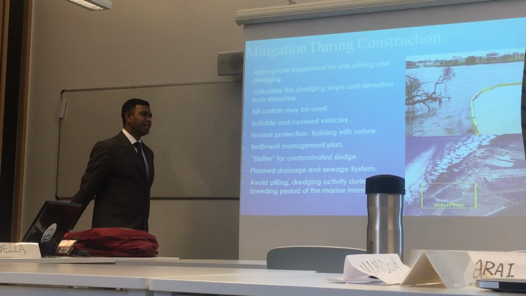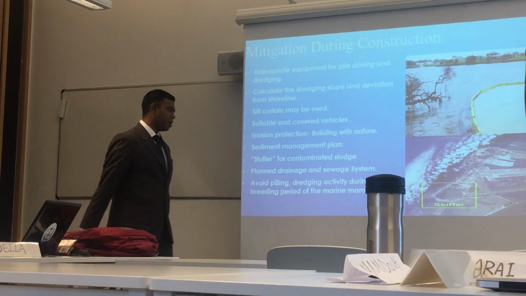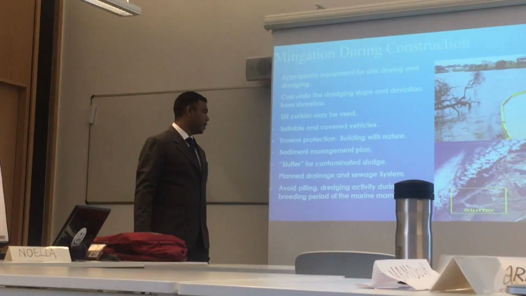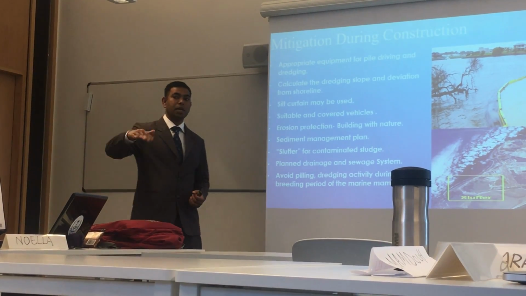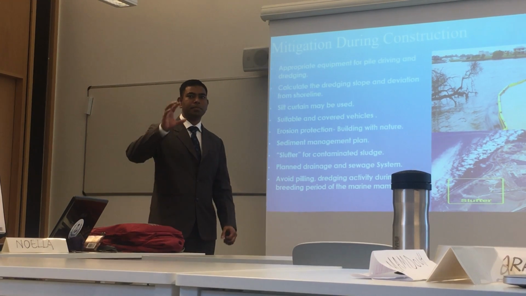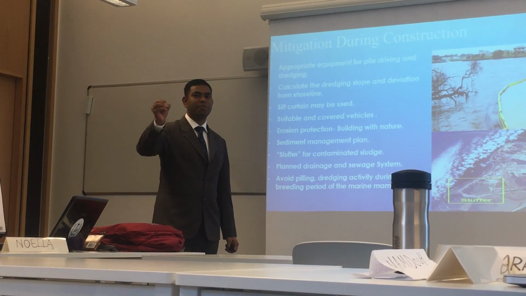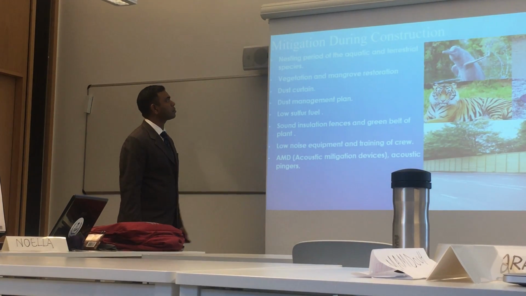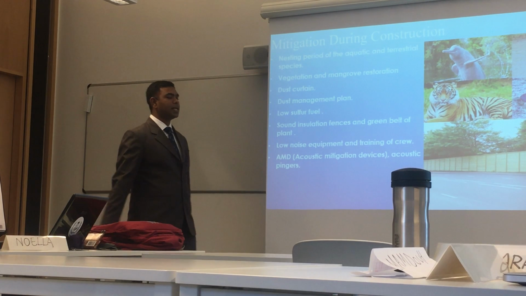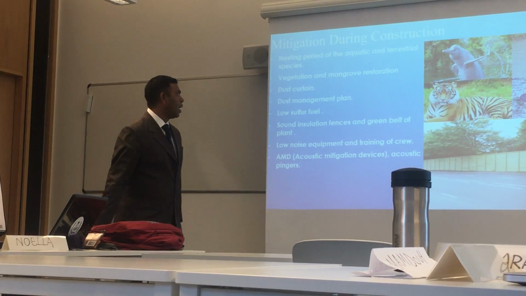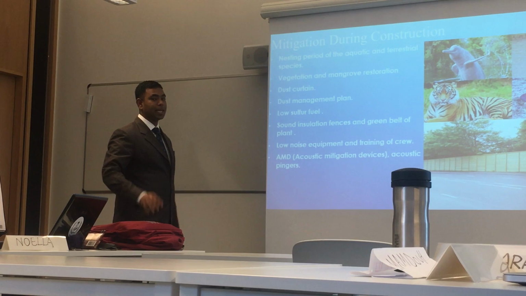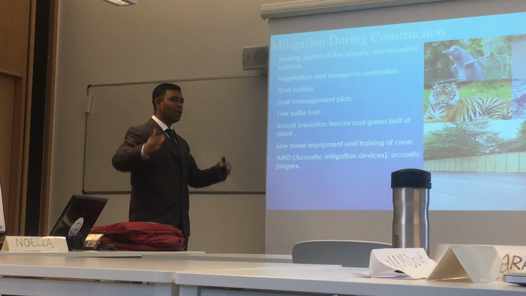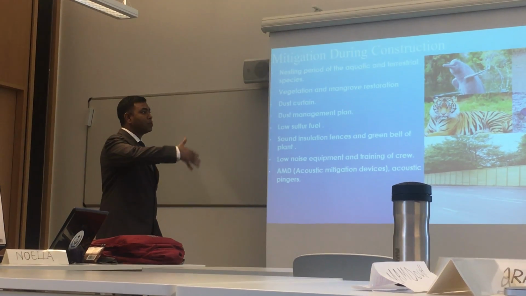And there should be a planned drainage and sewage system, and we should avoid pile driving and dredging activity during the breeding period of the marine mammals, because we know that Bangladesh has the very rare Ganges dolphin in that place, so we should consider that. We should consider the nesting period of the sea turtle. Vegetation and mangrove restoration can be done as a mitigation to mitigate the impacts. We can use the dust curtain.